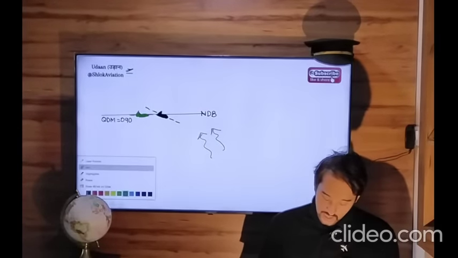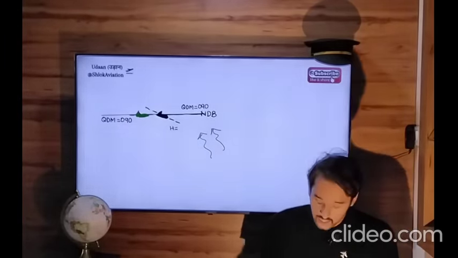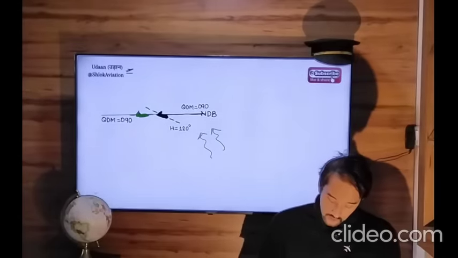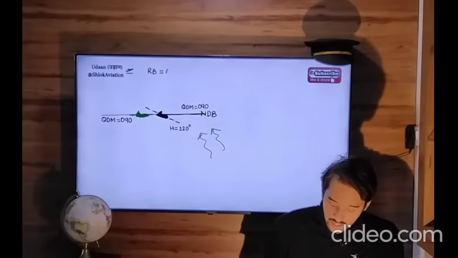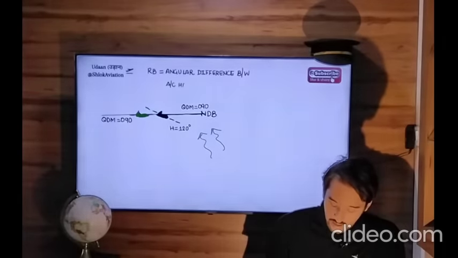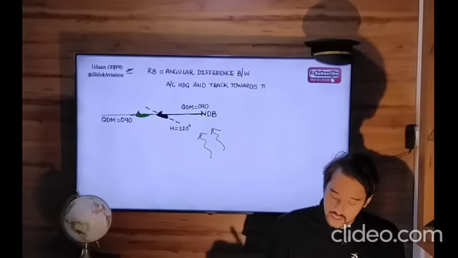Okay. The track towards the station, QDM, still remains the same, which is 090. The heading of aircraft will now be more than 090. Let's take it to be 120 degrees. Now, what is relative bearing? Relative bearing is the angular difference between aircraft heading and track towards the station, measured clockwise from aircraft heading.